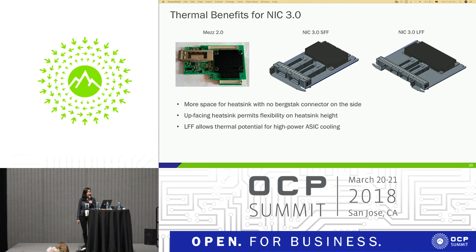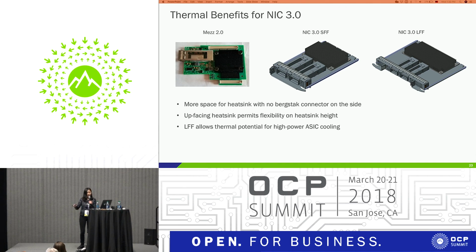The main one, the number one, is that since we get rid of the Berg stack connector on the side, we give more space on the width perspective to the heatsink. That also gives us more capability of cooling higher power ASIC. Another thing is that since MAS 2.0 is facing down, the heatsink height is limited by how high the Berg stack connector is.